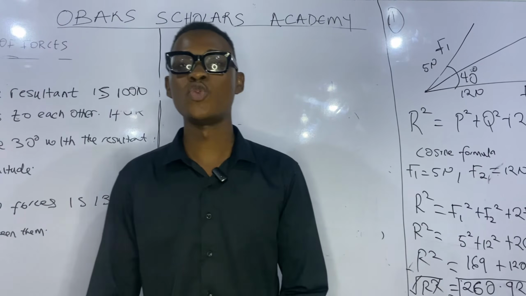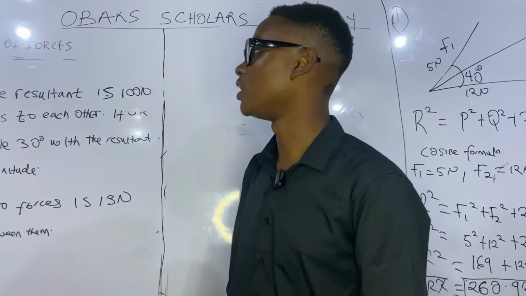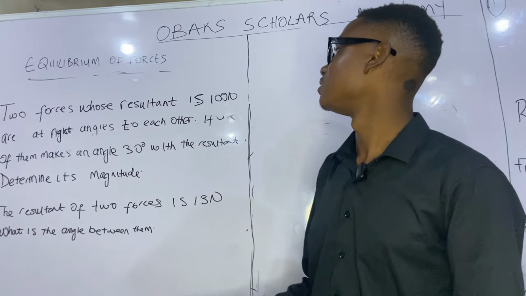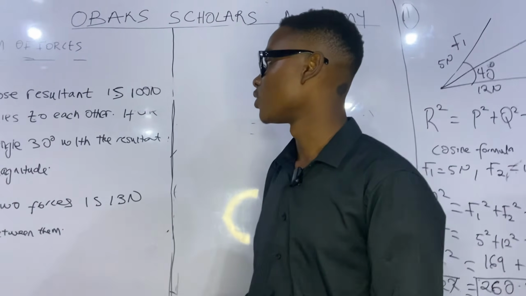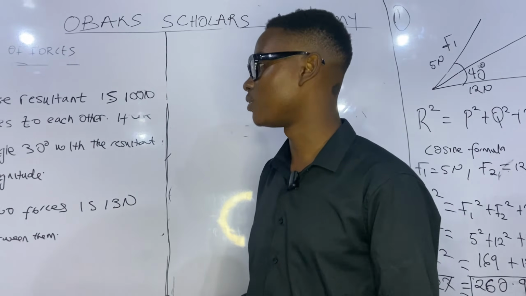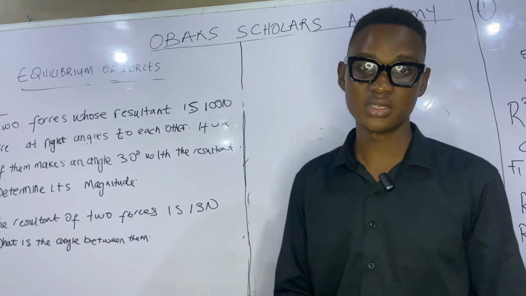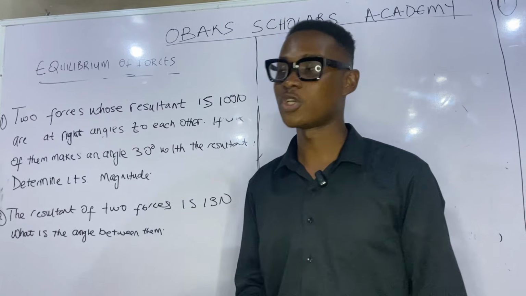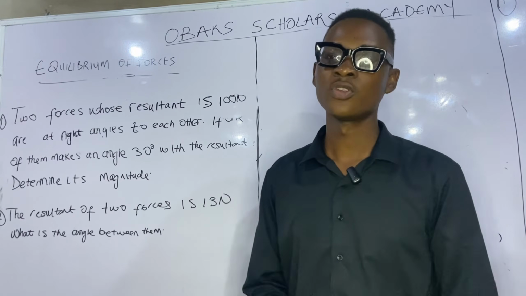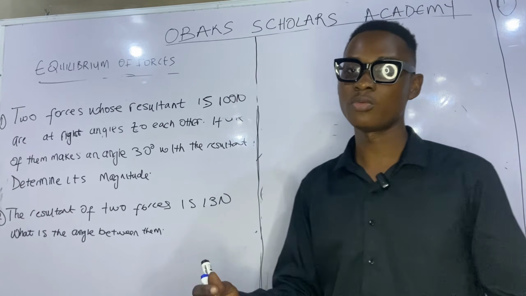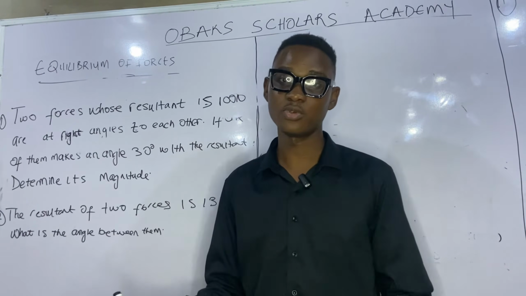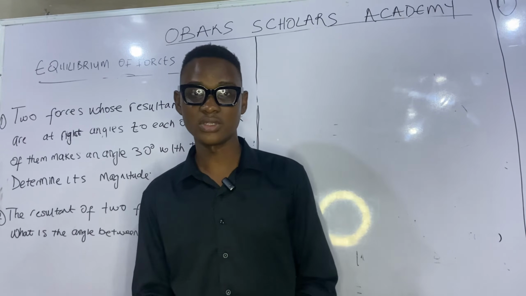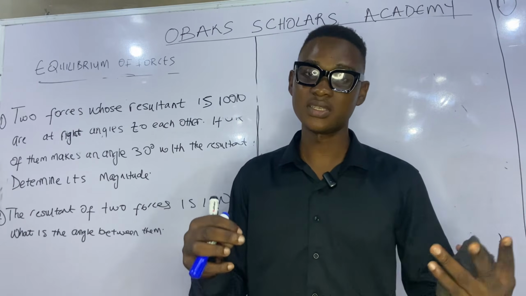So guys, we want to look at questions on getting the resultant of forces acting together. But the questions we're looking at now are not rigid questions. You can be asked to look for a force, you can be asked to look for the angle. So questions under equilibrium of forces are very flexible. You can be asked to look for any variable aside the resultant. So you must know how these things work.